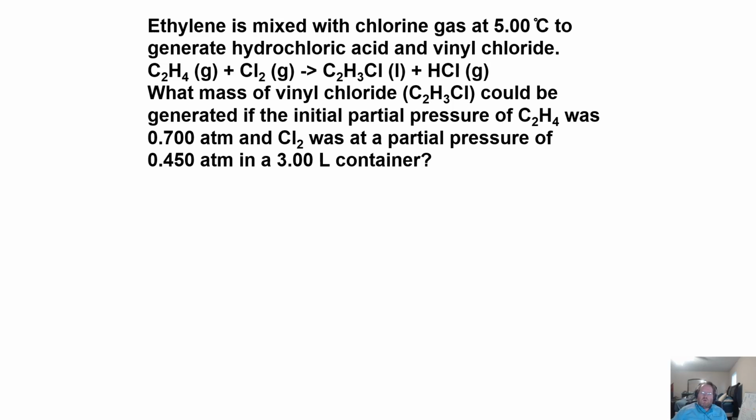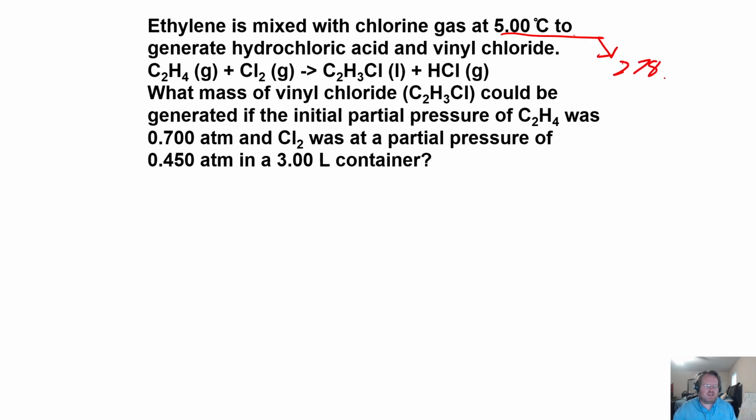I want to know what mass of vinyl chloride could be generated if the initial partial pressure of C2H4 was 0.7 atmospheres and chlorine was a partial pressure of 0.45 atmospheres, and it was in a 3-liter container. So from this, we want to get moles from our PV equals nRT equation. Now we need to get some of these things. We've got to convert our temperature over to a unit that's good for our equation. So we need to add 273.15.